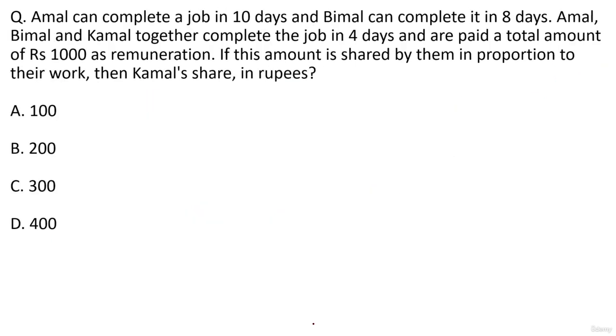You can pause the video and try it out, and then we'll discuss. Okay. So Amal can complete a job in 10 days, which Bimal can complete in 8 days. Amal, Bimal, and Kamal, ABK, together complete the job in 4 days and are paid a total amount of rupees 1000. If this amount is shared in the proportion of their work, then Kamal's share is what?